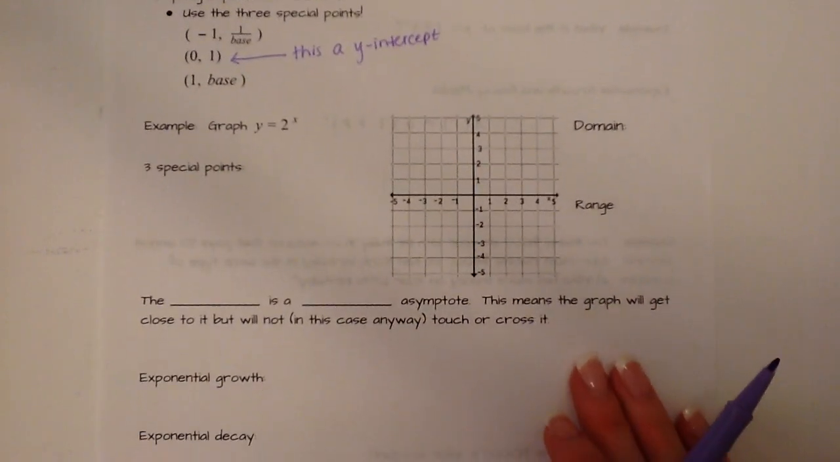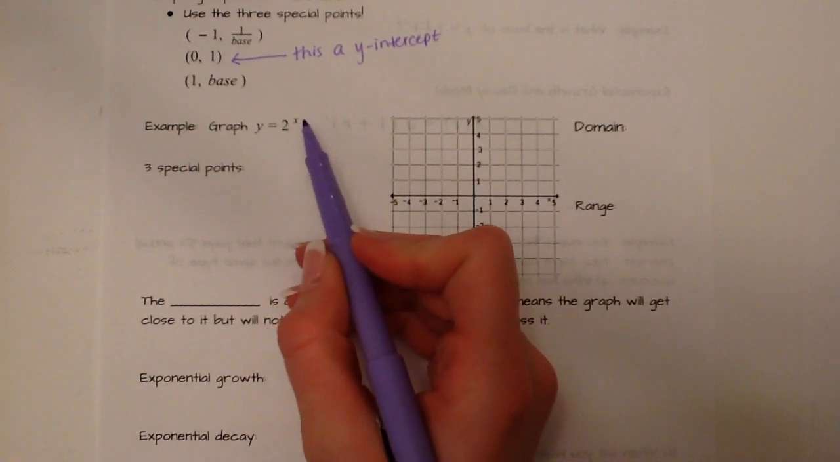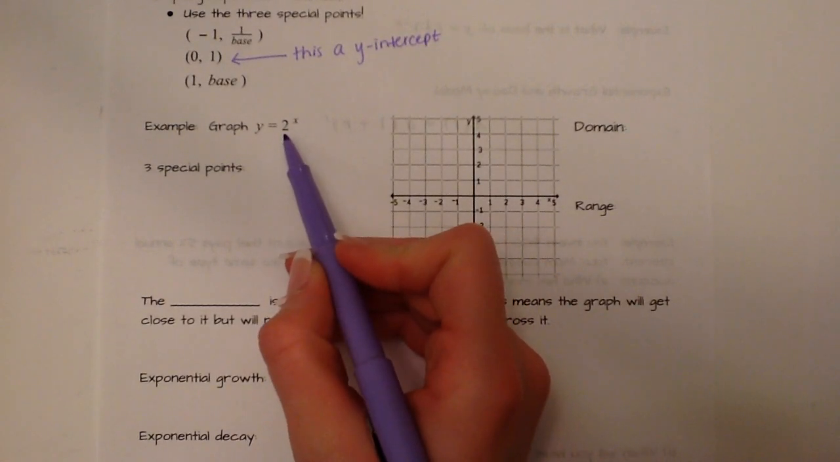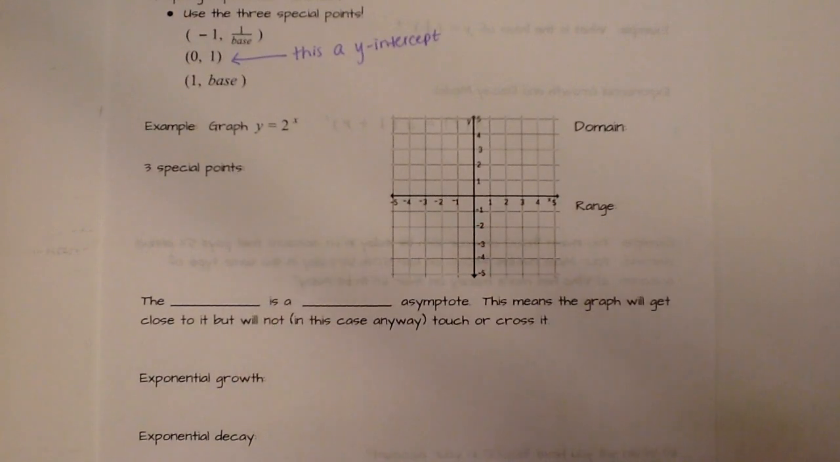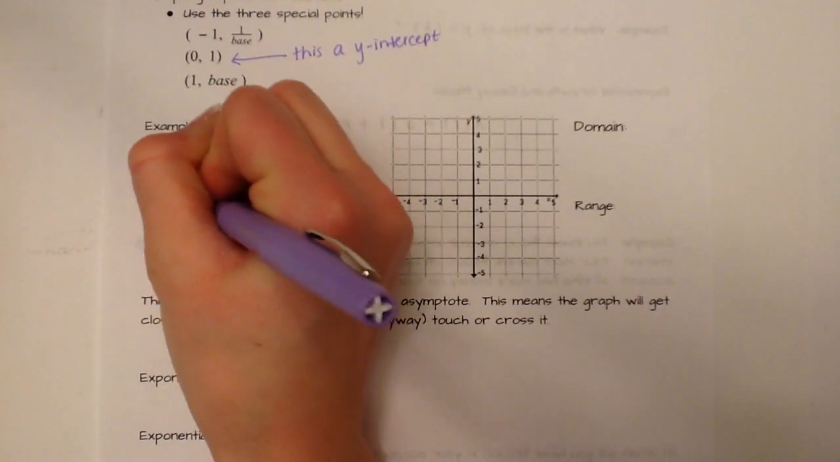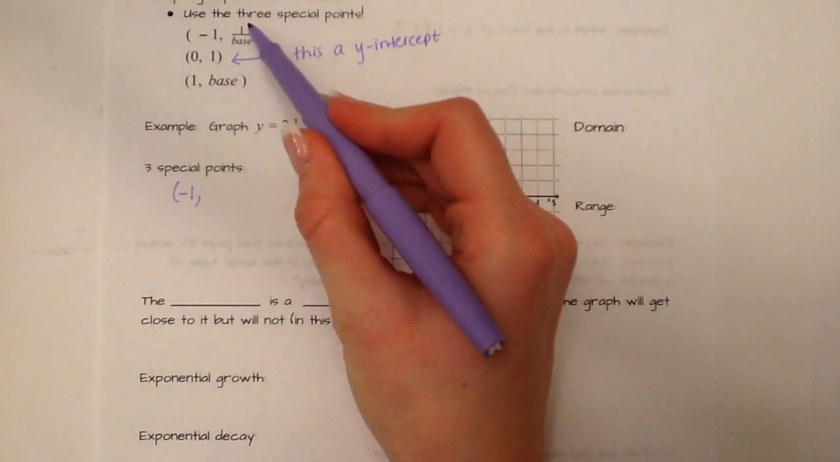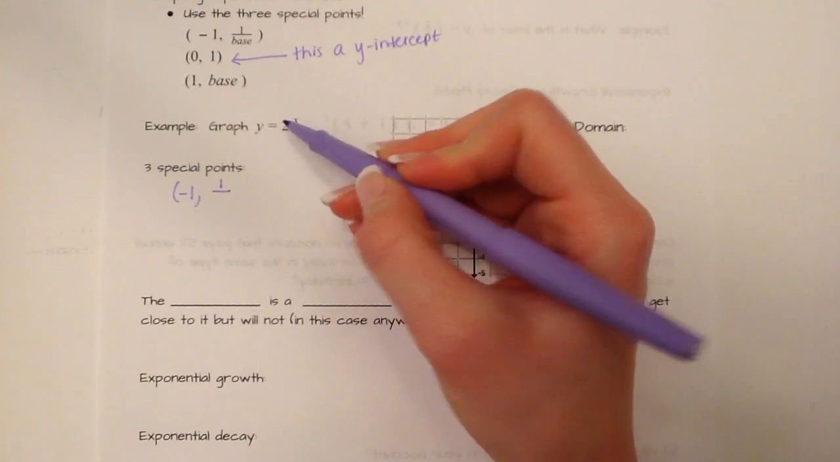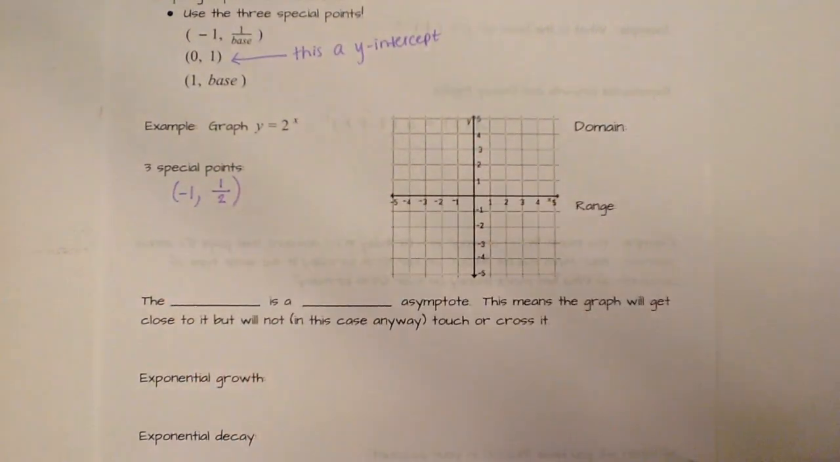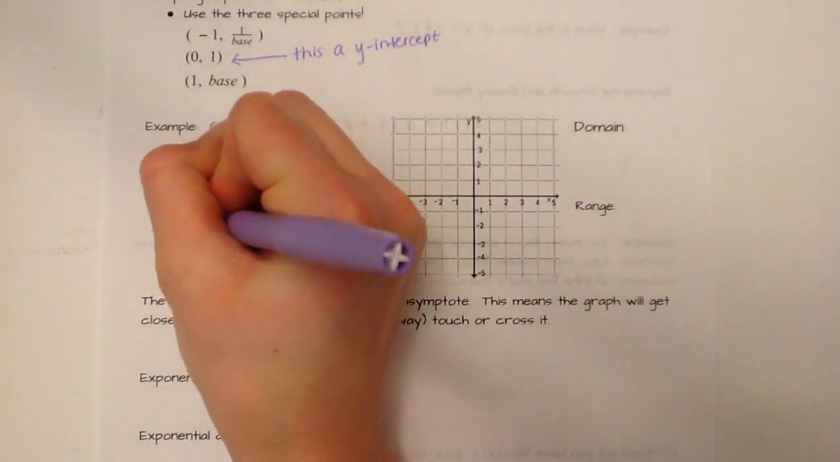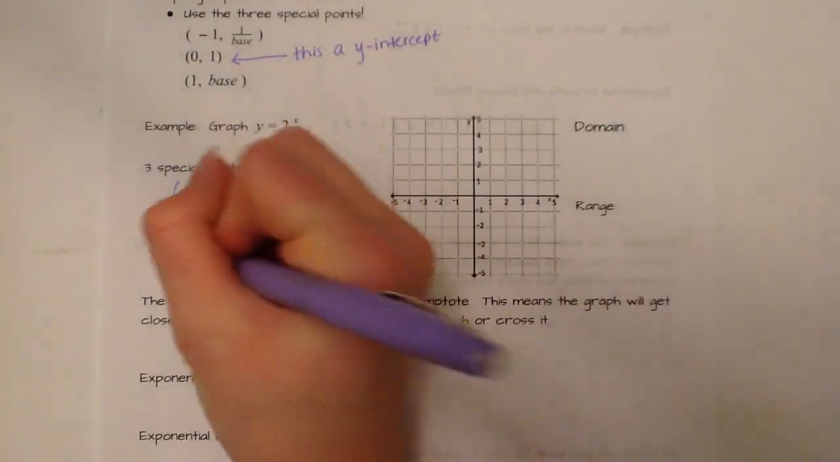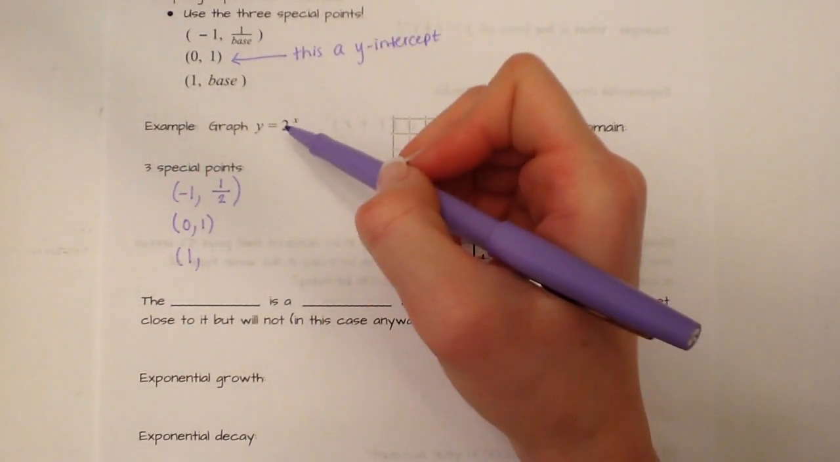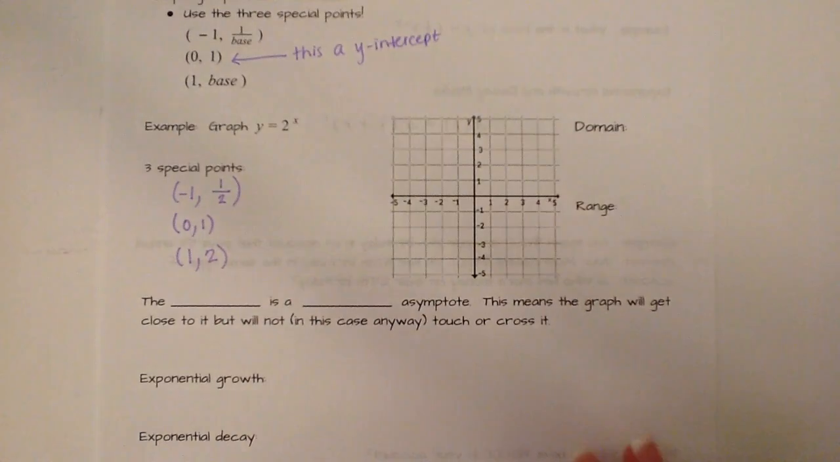So if we look at an example, we're going to graph y equals 2 to the x power. So in this case our base is 2. So our three special points, we have -1 and then we have 1 over our base, which in this case is 2. Our second special point is 0, 1, or the y-intercept. And our third special point is 1, and then our base, which is 2. So there's our three special points, and let's go ahead and plot those.